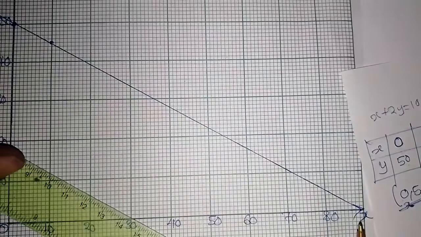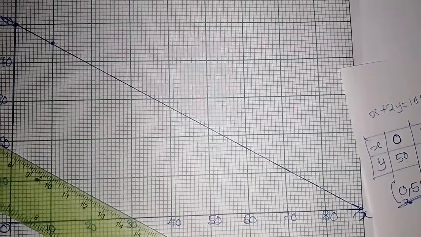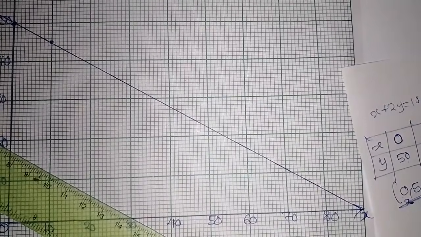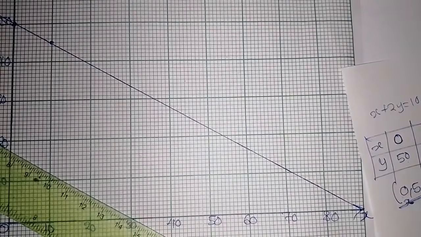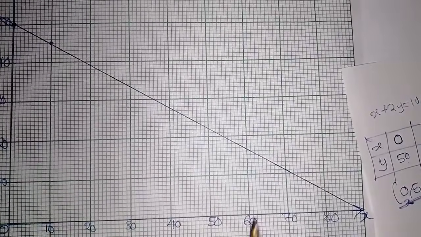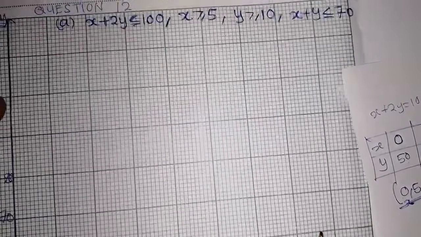Have you seen? That's how this thing is supposed to be. Have you seen the way I've joined them? This is how you are supposed to join them. So with that now, I know. Now I go to the inequality.